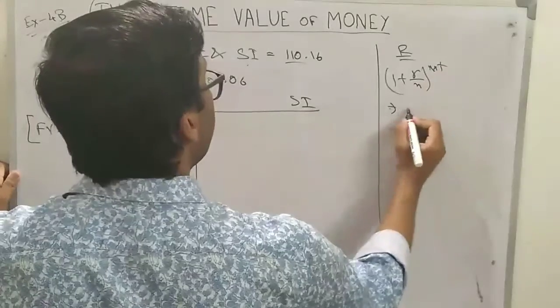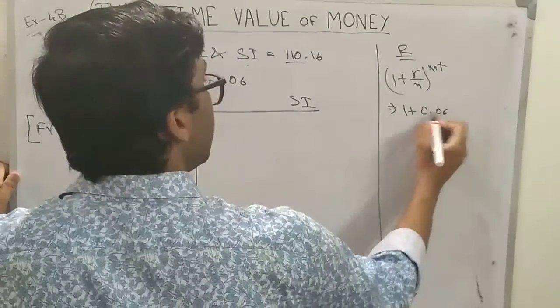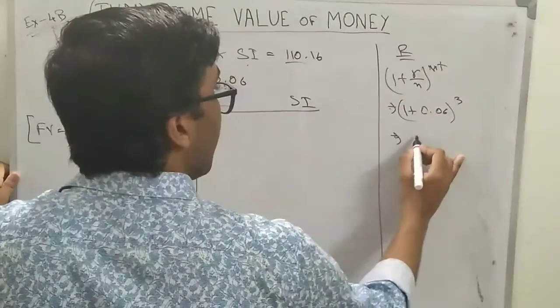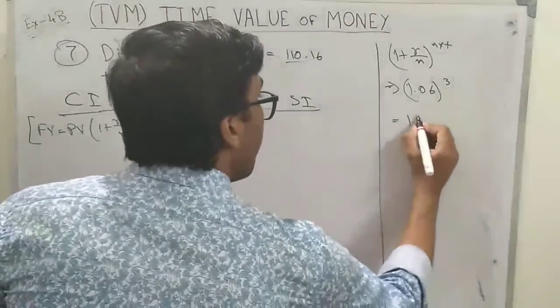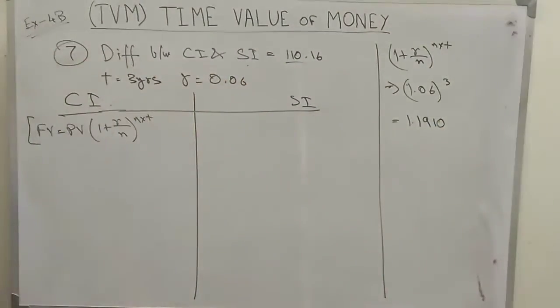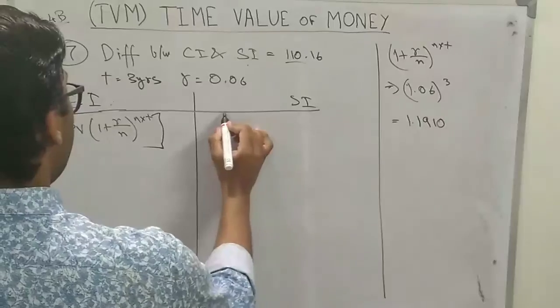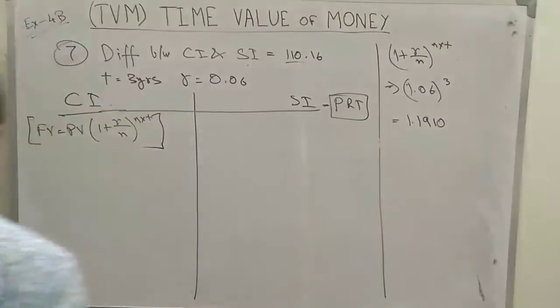N is not given, so we will not take N. That means 1 plus 0.06, to the power 3, that means 1.06 to the power 3, which comes to 1.1910. This is the value of (1 plus R by N) to the power N into T. This is the compound interest part, and the formula for simple interest is PRT. Now we will check each and every option.